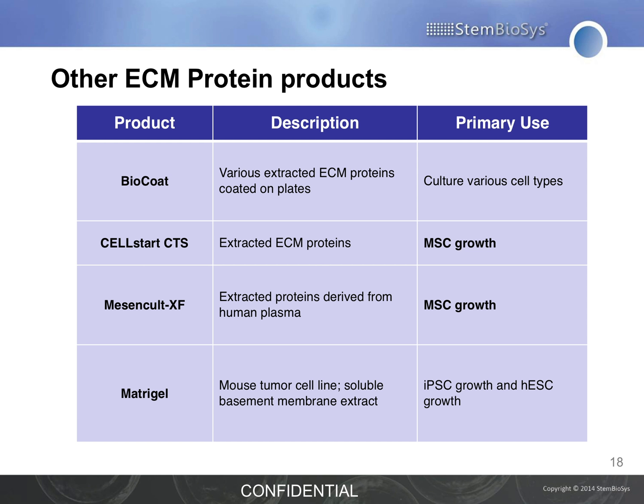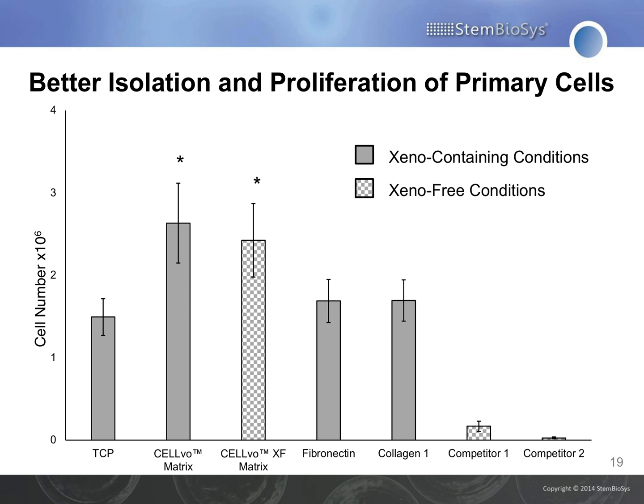We actually have a product development project going on here to develop a cell-derived extracellular matrix that performs like Matrigel. We have not seen with this particular product, the bone marrow product, that it's especially good at supporting iPS cell growth, just as Matrigel is not good at supporting the growth of mesenchymal stem cells. So going back to the comparison again, tissue culture treated plastic, the fibronectin and collagen, these were BioCoat products. Competitor 1 in this case was the CellStart product, and competitor 2 was the Mesencult product.